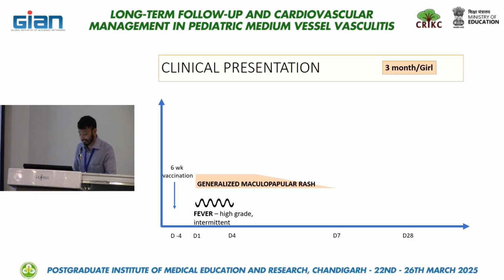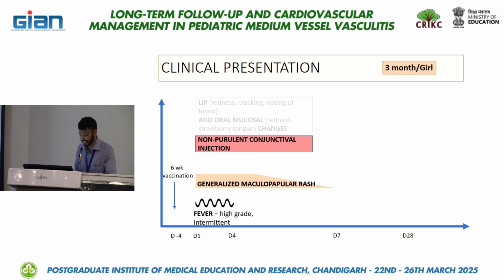Following this, she developed a generalized maculopapular rash which started over the trunk and progressed to the extremities. It was also associated with a non-purulent conjunctival injection and lip and oral mucosal changes in the form of redness, cracking of the lips and oozing of blood, and redness and strawberry tongue.